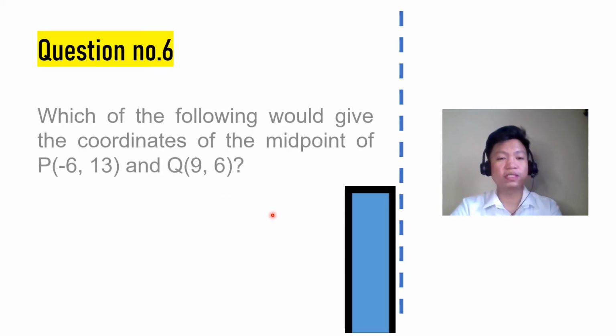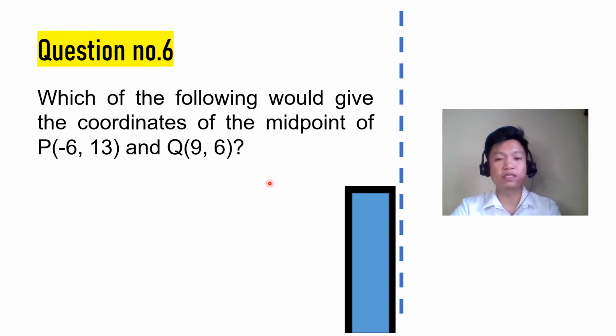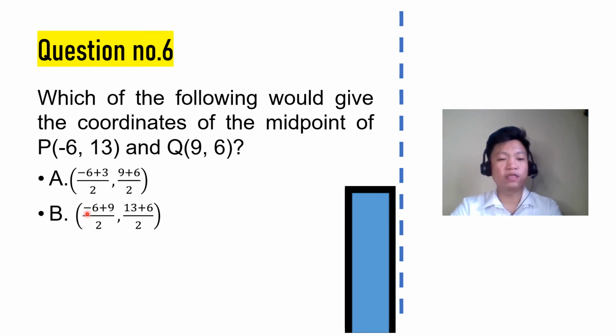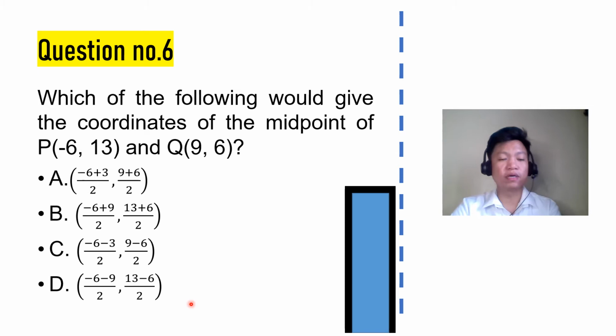Next, question number 6. Which of the following would give the coordinates of the midpoint of P, negative 6, 13, and Q, 9, 6? Is it A, the quantity negative 6 plus 3 all over 2, and you have 9 plus 6 all over 2? B, the quantity of negative 6 plus 9 all over 2, and for the y it is 13 plus 6 all over 2. Or C, we have negative 6 minus 3 all over 2, then you have 9 minus 6 all over 2. Or D, the quantity of negative 6 minus 9 all over 2 and 13 minus 6 all over 2. Go!